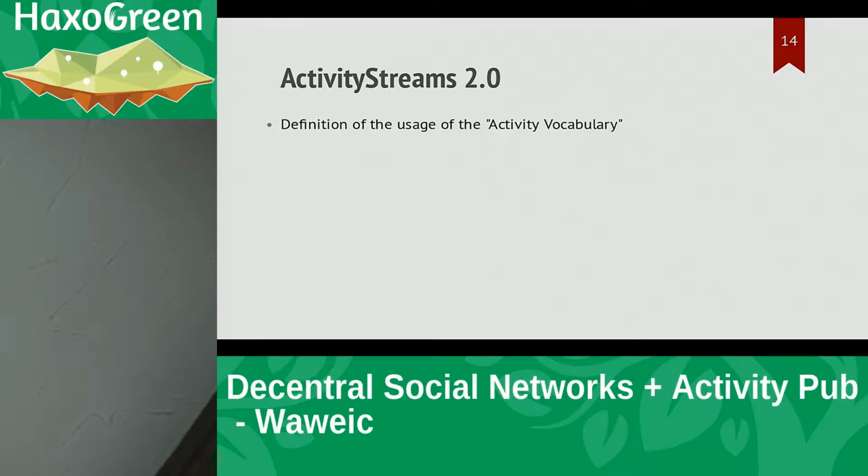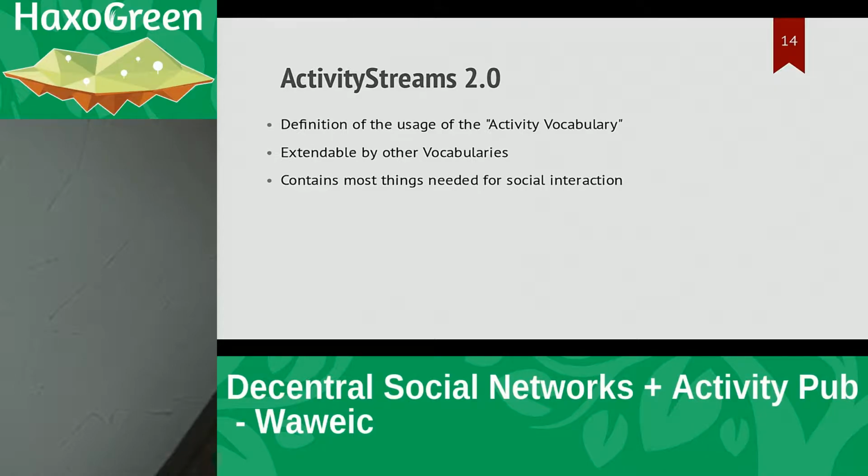Activity Streams is the definition of how to use the Activity Vocabulary that's also defined by the W3C. It's extendable by other vocabularies too. That means if you think, okay, there are some functions that I would like to have in the social network, you could just write them yourself and they would work with it. It already contains most things that are needed for social interaction. For example, the representation of likes or dislikes, and following and unfollowing, is already there. That's pretty easy with JSON-LD, because JSON-LD allows the definition of the context, so the vocabulary and the Activity Streams can be defined as something that you refer to with your data.